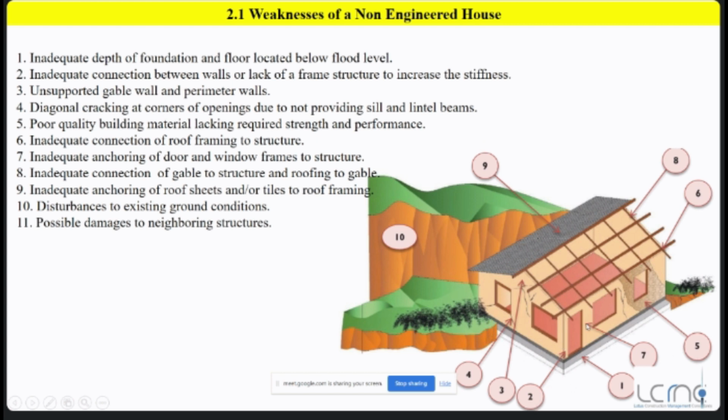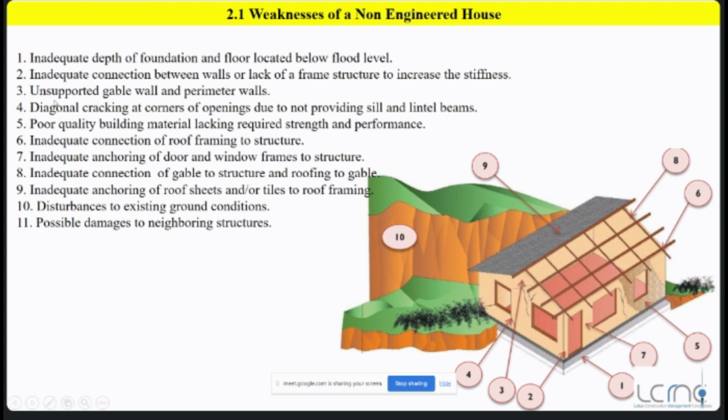If you don't have a proper connection between your walls and your foundation, what will happen? There will be some slides, there are some expansive soils, there will be some earthquakes. Your foundation is somewhere there, your wall is going somewhere else, because there are no connections. So there will be some cracks.